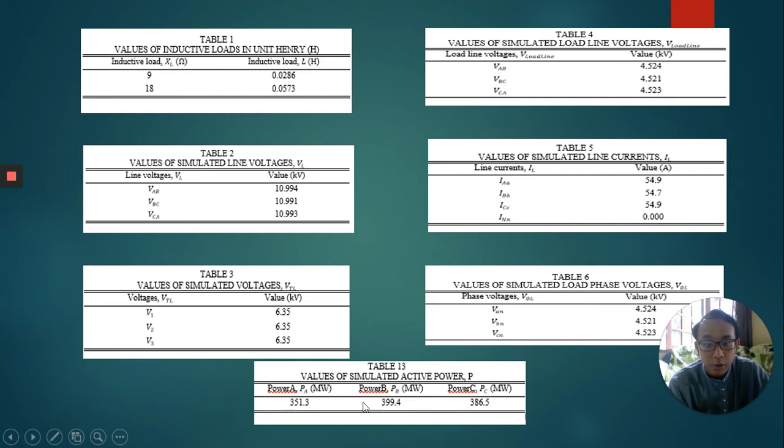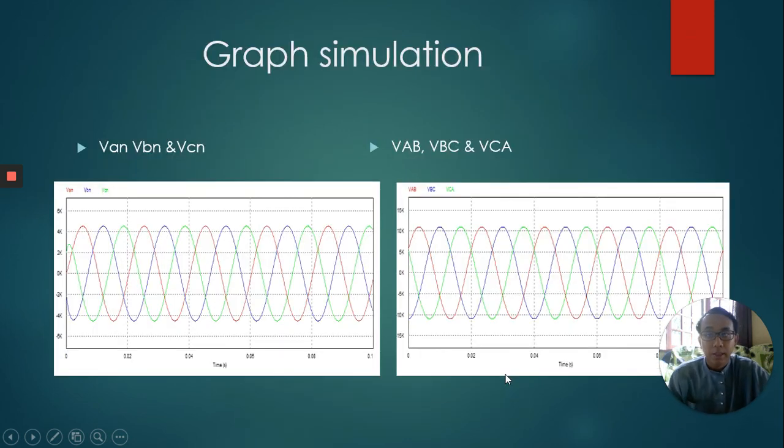So this is the answer for active power, watt method. So for PA 3.513 megawatt, 3.3, 3.99.4 megawatt, 386.5 megawatt. So this is the graph simulation that we get from simulation.